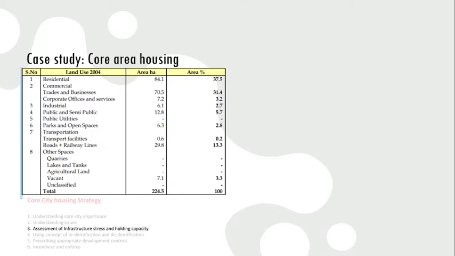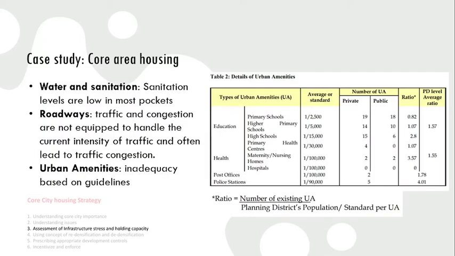So there is high commercial activity. Out of commercial they have also shown two different types. The first one is trades and businesses, which consists of 31.4%, and corporate offices and services, which consists of 33.2%. So again, the assessment of infrastructure stress and holding capacity.